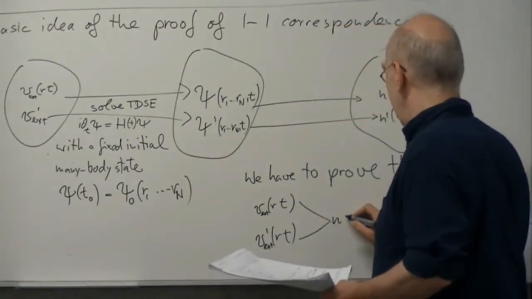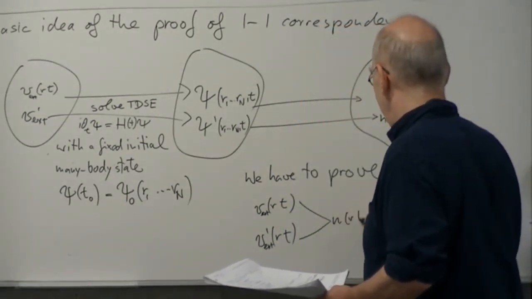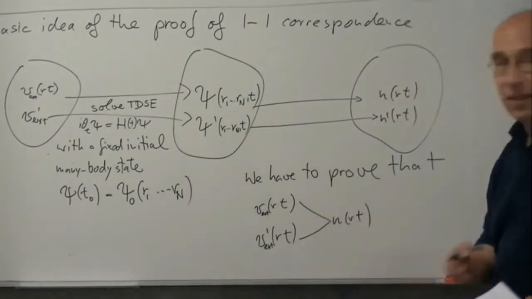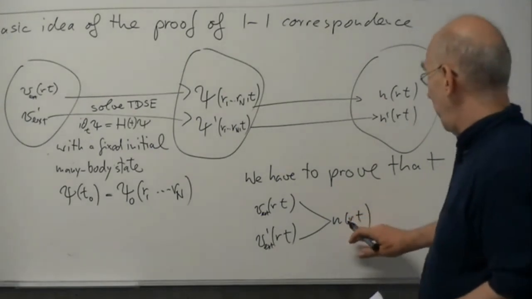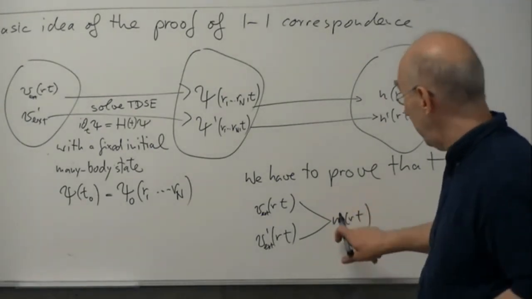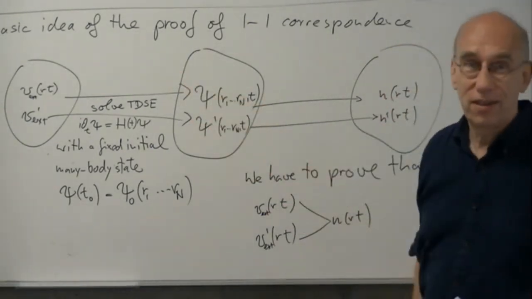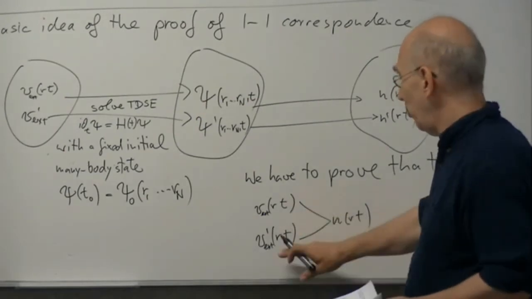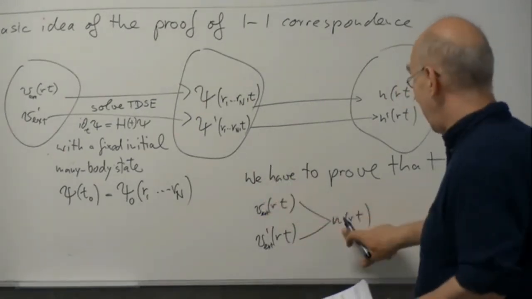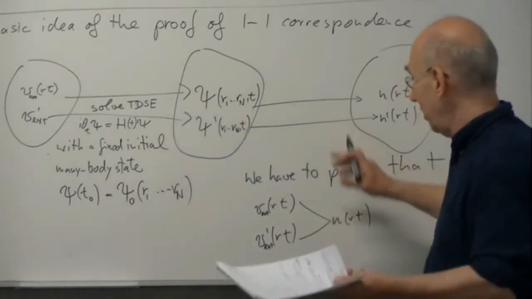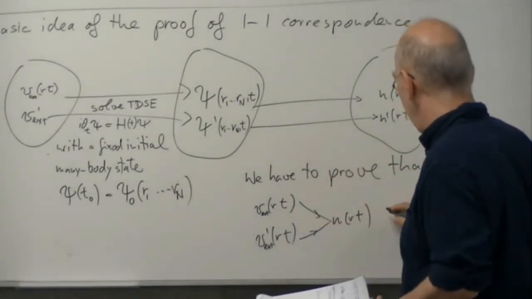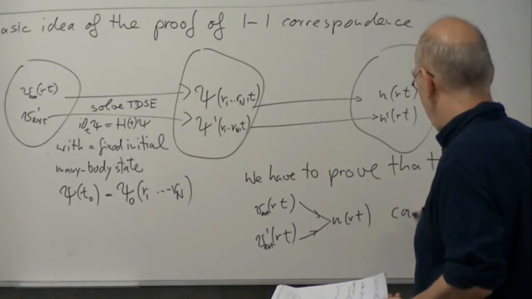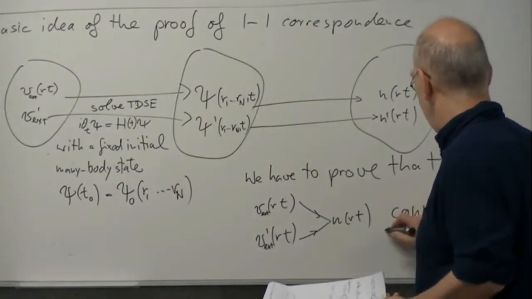It leads to the same density. We have to prove that this cannot happen. Because if this would happen, we could not go back uniquely from a given density to a potential. If there were two different potentials that give the same time propagated density, we could not go back uniquely. So we have to prove that this cannot happen.